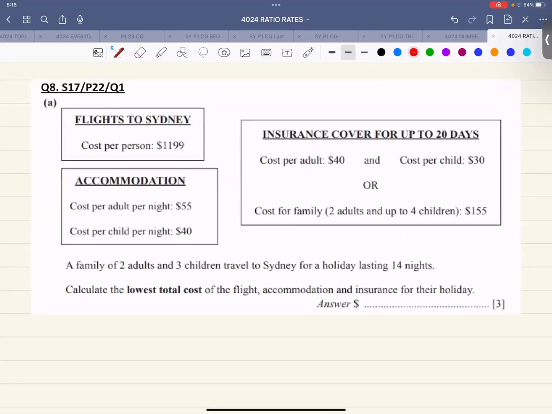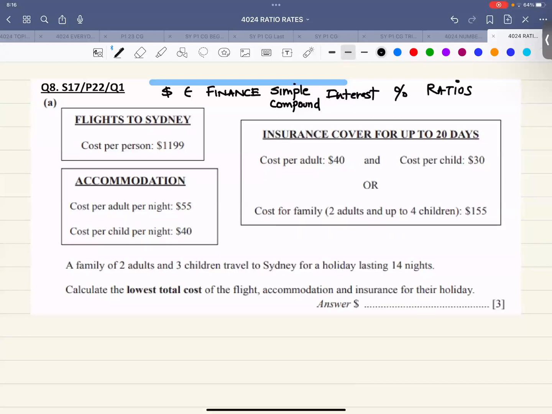Now let's move to this question. This question is about, again, personal finance, so this also falls into the same category. It's about dollars and euros and personal finance. In the last online class, we did questions regarding simple interest and compound interest. We use these formulas. And naturally, we have done percentages, and naturally, we are doing, once again, ratios. All these things are very much interconnected.